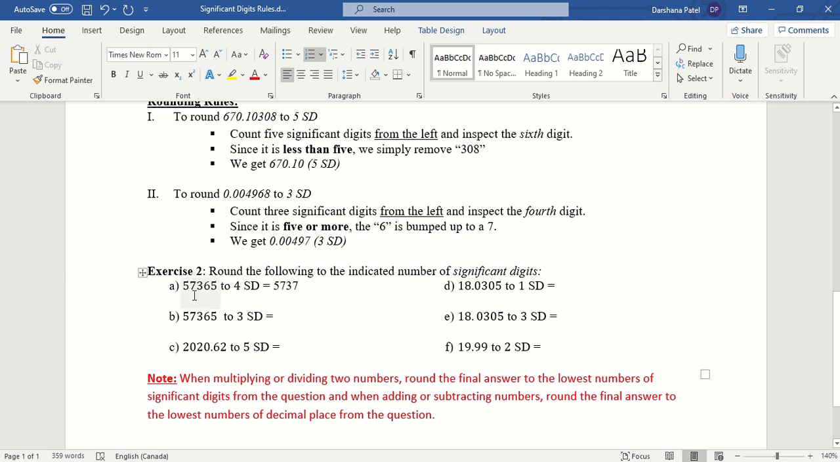This is 57,365. If someone owed us $57,365, they cannot just give me 5,737. That will be very little and I'll be at a loss. So to make it very close to this and 4 significant digits, I must add 0.